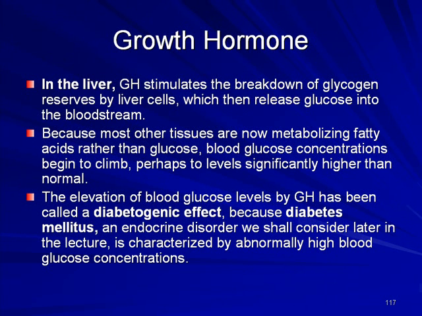Growth hormone in the liver: growth hormone stimulates the breakdown of glycogen reserves in the liver, which increases glucose in the bloodstream. Because most of the tissue is now metabolizing fatty acids rather than glucose, we'll see blood glucose concentrations begin to climb, perhaps to a level significantly higher than normal. Another effect is called a diabetogenic effect. I'm not testing you on that, but I think it's important for you to recognize, especially with the use of these agents out in the system, some of the side effects and perhaps even long-term side effects.